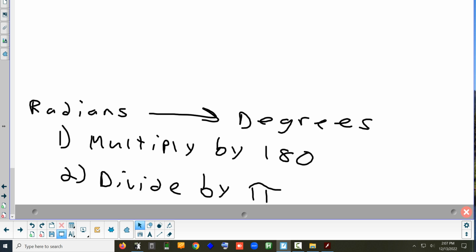Now, because these 2 steps are very similar, it's pretty easy to mix them up. Right, is it divide by pi? Is it multiply by pi? Which one is it? Well, I can show you a way to remember it without even really having to memorize what we just put on here. And this is all you have to remember.